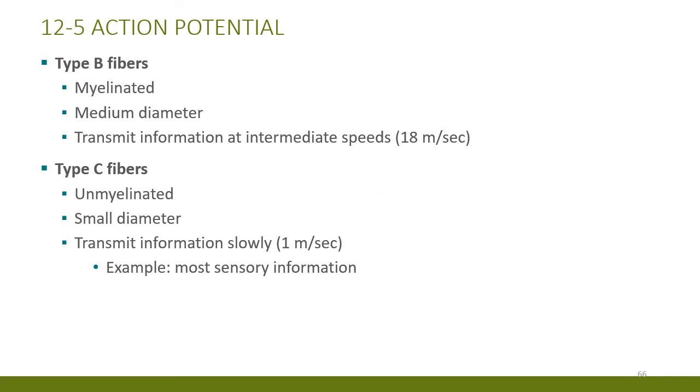Type B fibers are myelinated, but they're medium in diameter, and they transmit speeds of up to 18 meters per second, which is like 40 miles an hour, maybe somewhere around there. And then type C fibers are unmyelinated, small in diameter, so they don't have any myelin. They're really slow, and 1 meter per second is like 3 to 5 miles per hour.